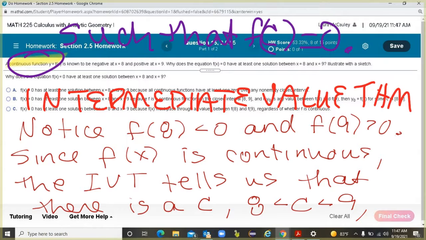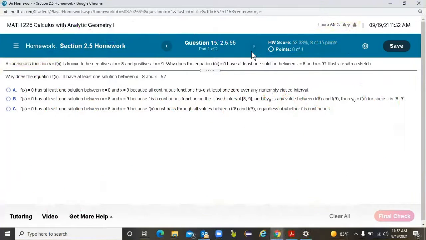So notice all the key points there. I have to point out that one is less than the value, one is greater than the value. I have to point out that it's continuous, and so the intermediate value theorem tells me that there is a c between the 8 and 9 such that f of c is equal to 0. So that's how this works, and it needs all of those pieces in order to make it work. And again, we already drew a picture there. So let's see what our answer choices are.